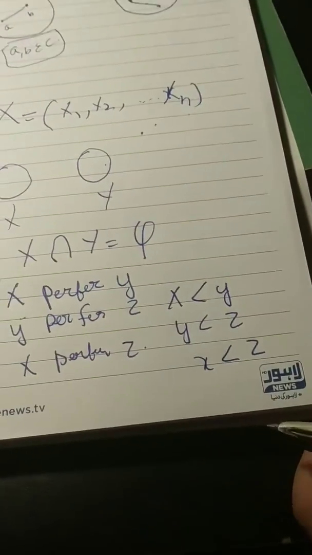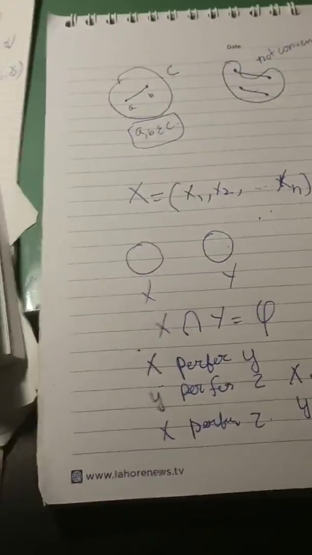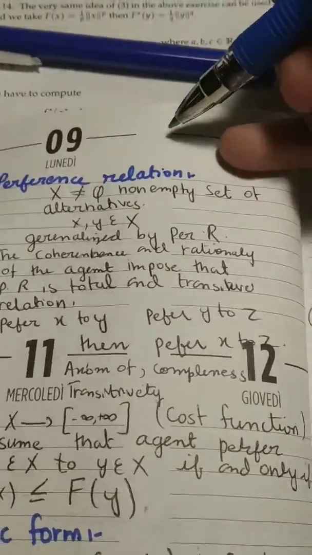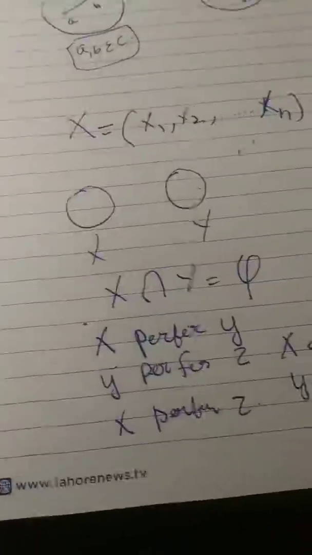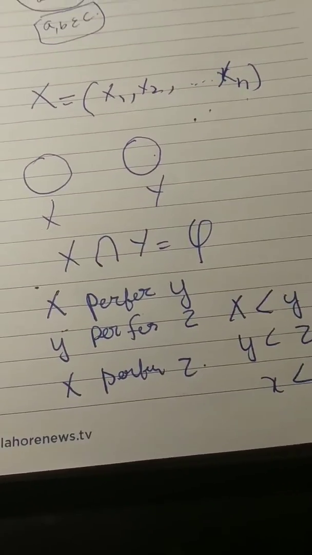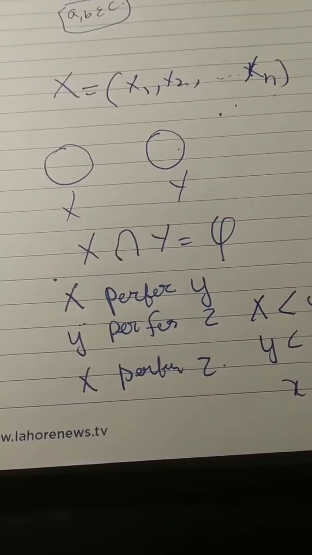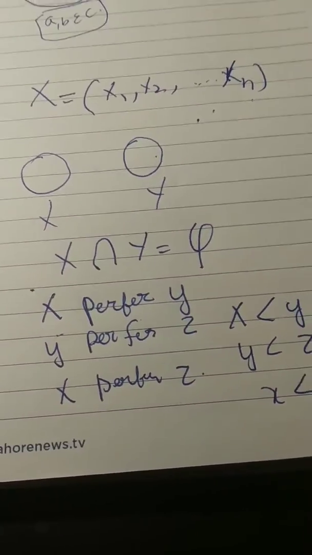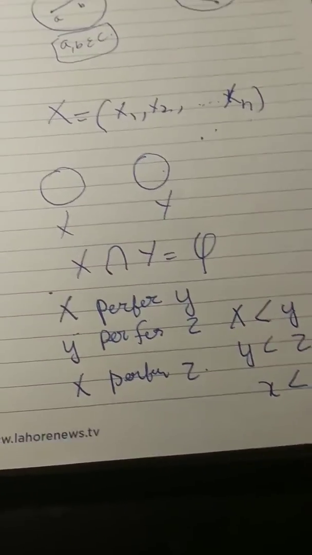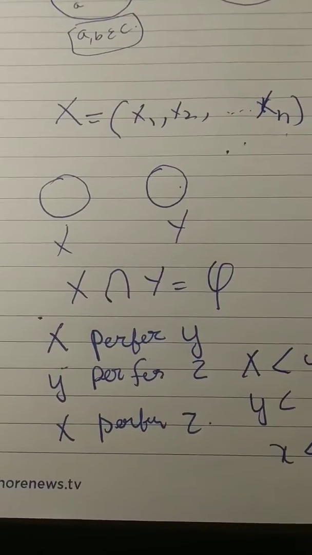Okay, I think you get it. If you study mathematics deeply, you know what the transitive property is. Now, what is a preference relation? I gave you the hint. There is some criteria: the coherence and rationality have some criteria, induced by the preference relation, and the preference relation is total and transitive.